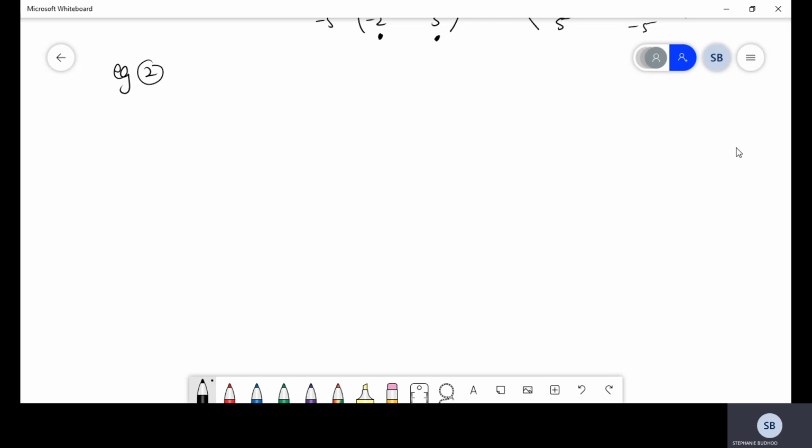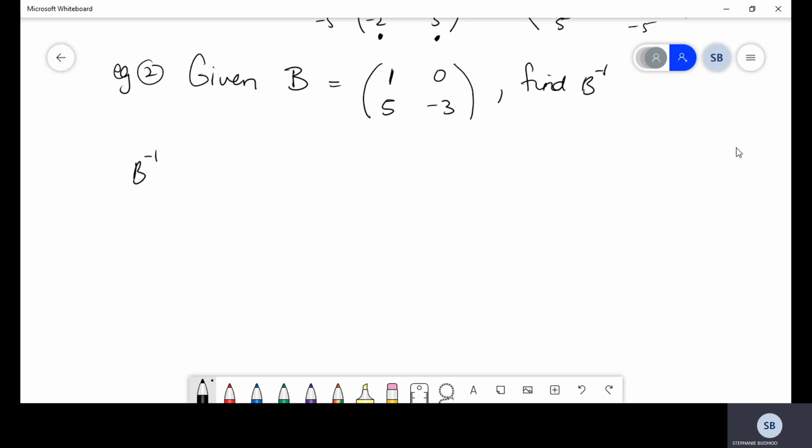All right, guys. Example 2, given a matrix B, and it's equal to, let's just say, 1, 0, 5, negative 3. And they want us to find B inverse. So we know from the formula, B inverse is simply equal to 1 over the determinant of B multiplied by a switch of these two and a change in sign.